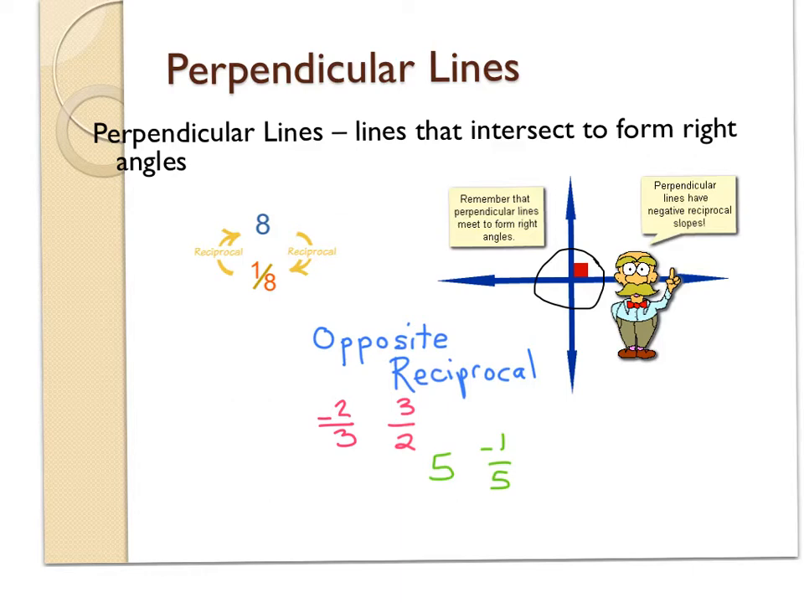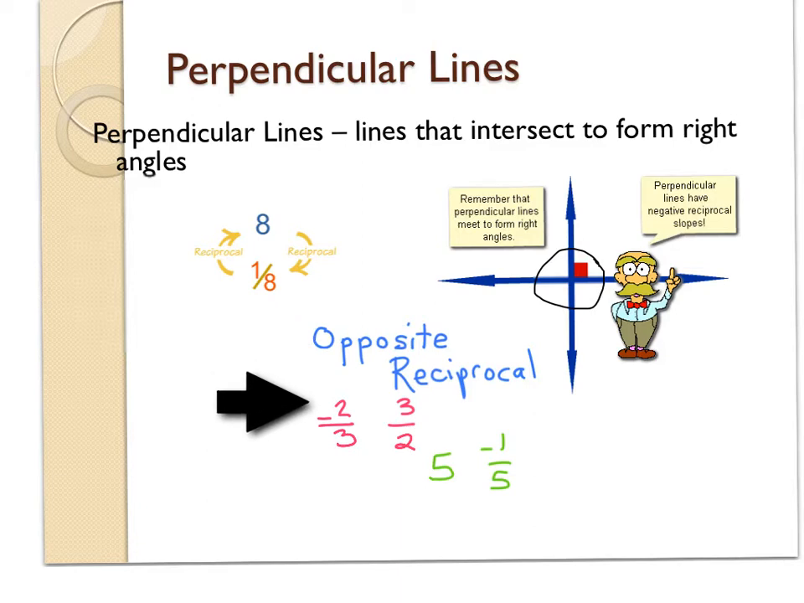Just like with parallel lines, where we identified them by looking at their slopes, we can do the same for perpendicular lines. This time, instead of looking for equal slopes, we are looking for slopes that are negative reciprocals of each other. So let's review what reciprocals are. A reciprocal of the number 8 would be 1 over 8. But we don't just need reciprocals, we need negative or opposite reciprocals.